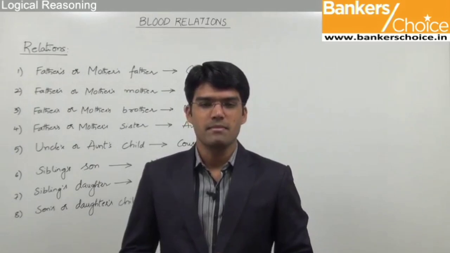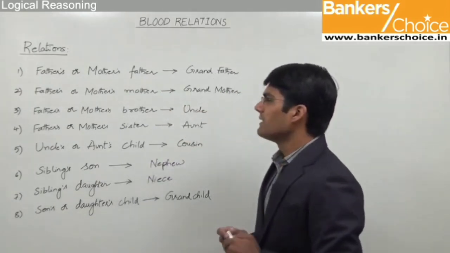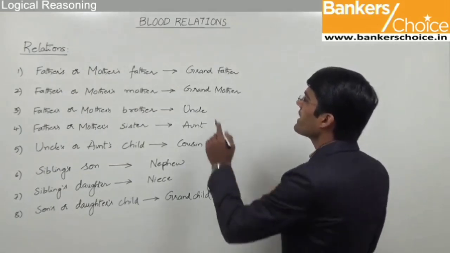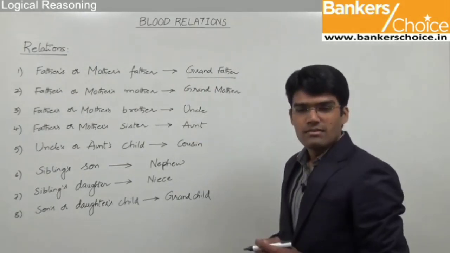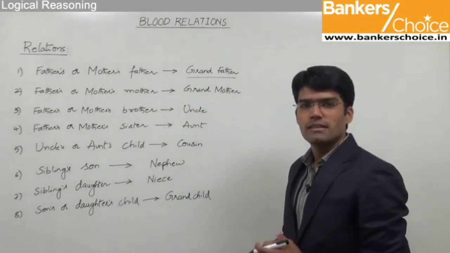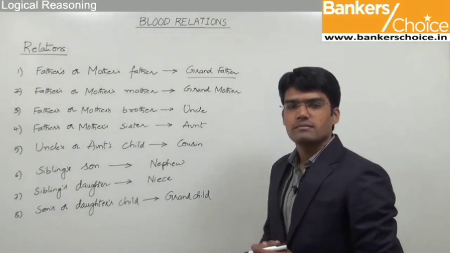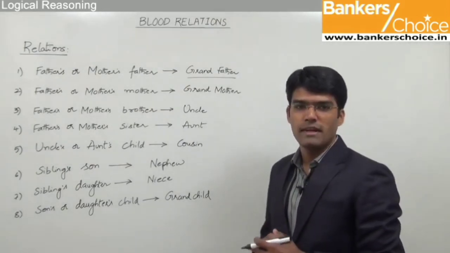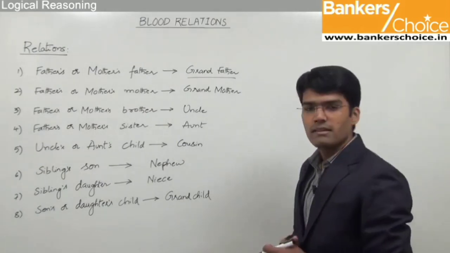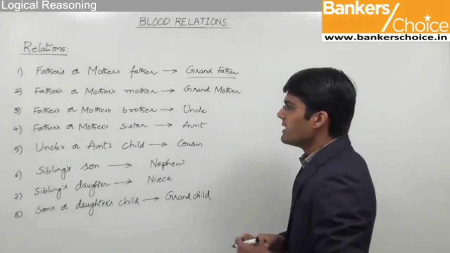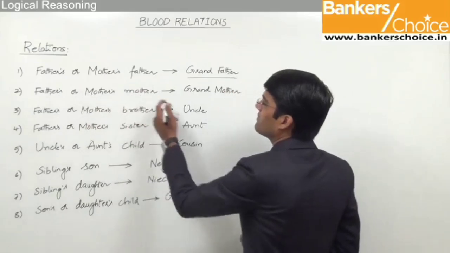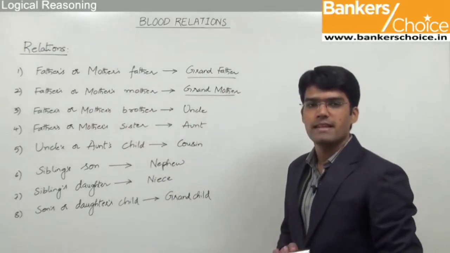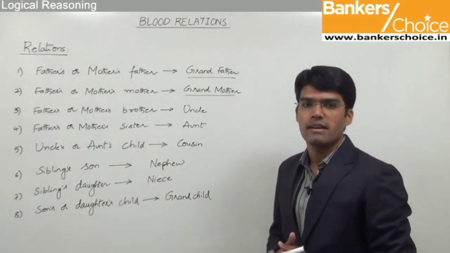Let us now understand some important relations. The first one here is father's or mother's father is called grandfather. So we can say that father's or mother's father is grandfather. If you want to be specific, father's father can be called paternal grandfather and mother's father can be called maternal grandfather. Similarly, father's or mother's mother is called grandmother. Again, we can be specific by classifying it as paternal grandmother or maternal grandmother.